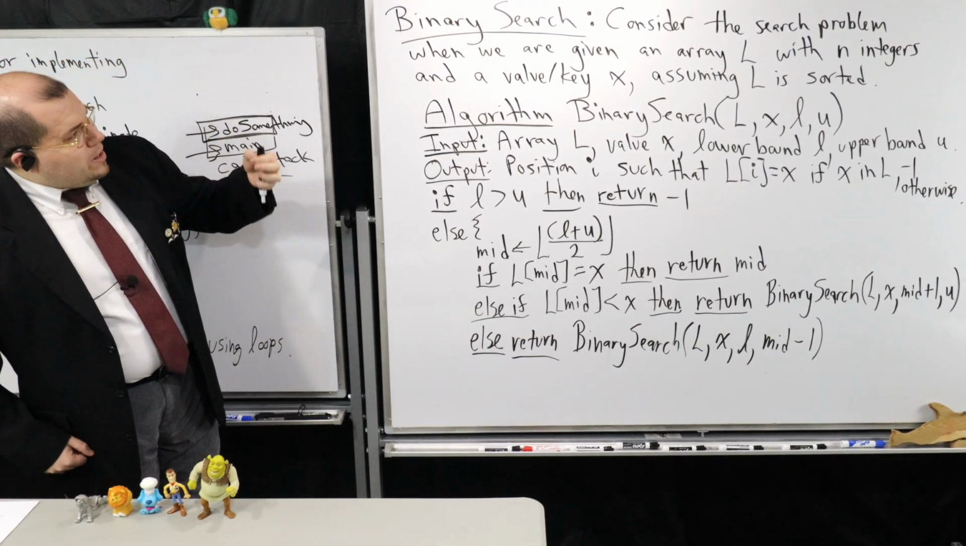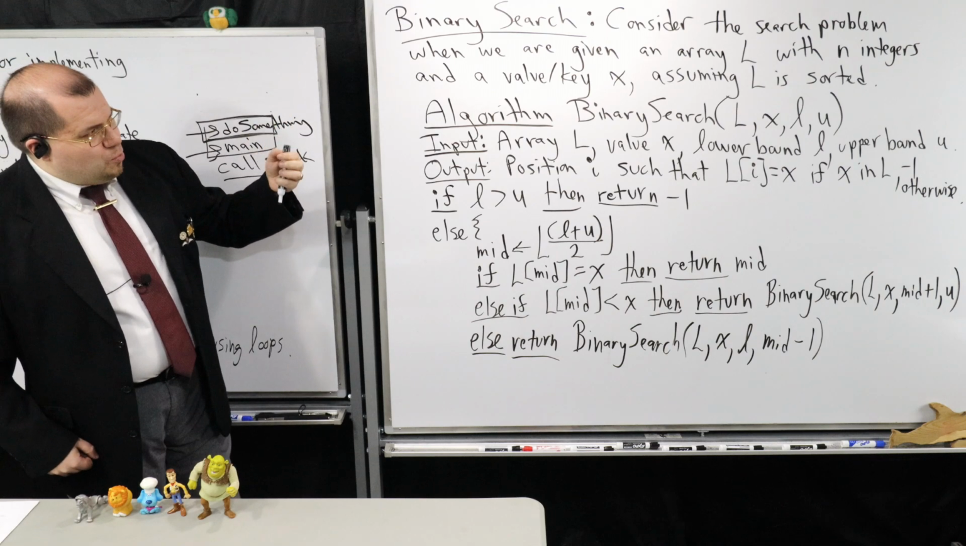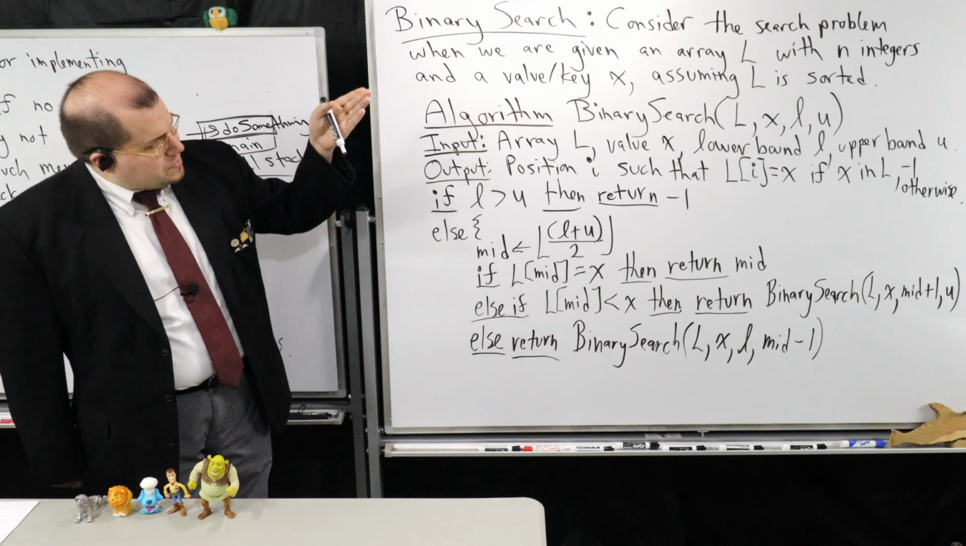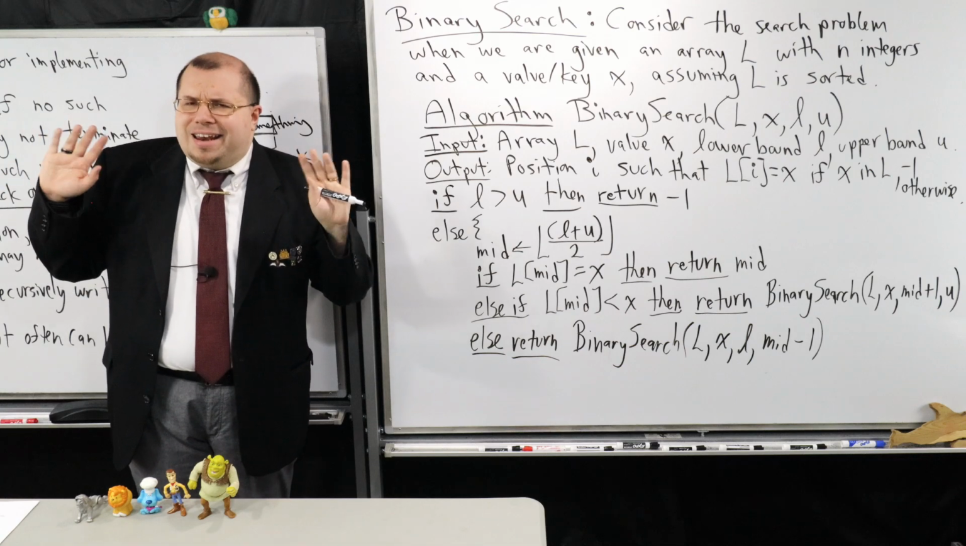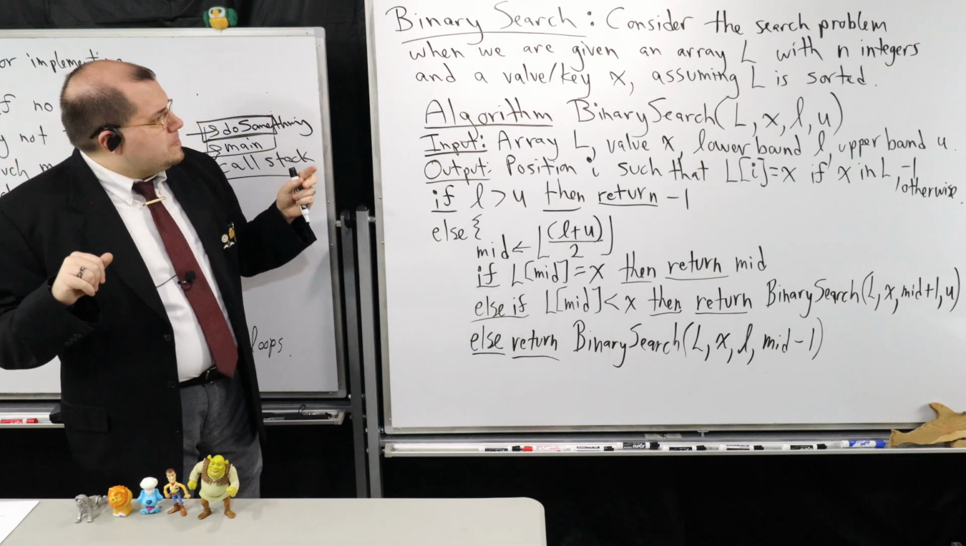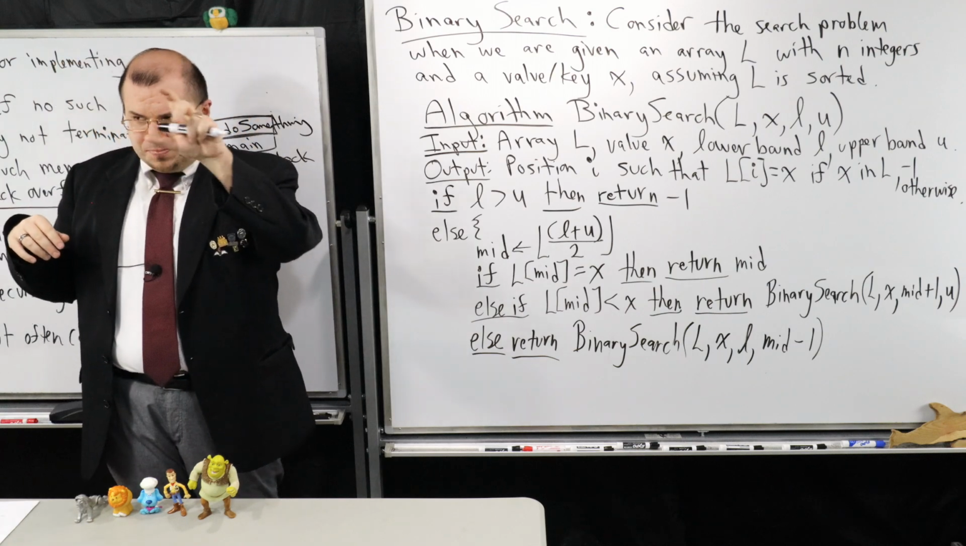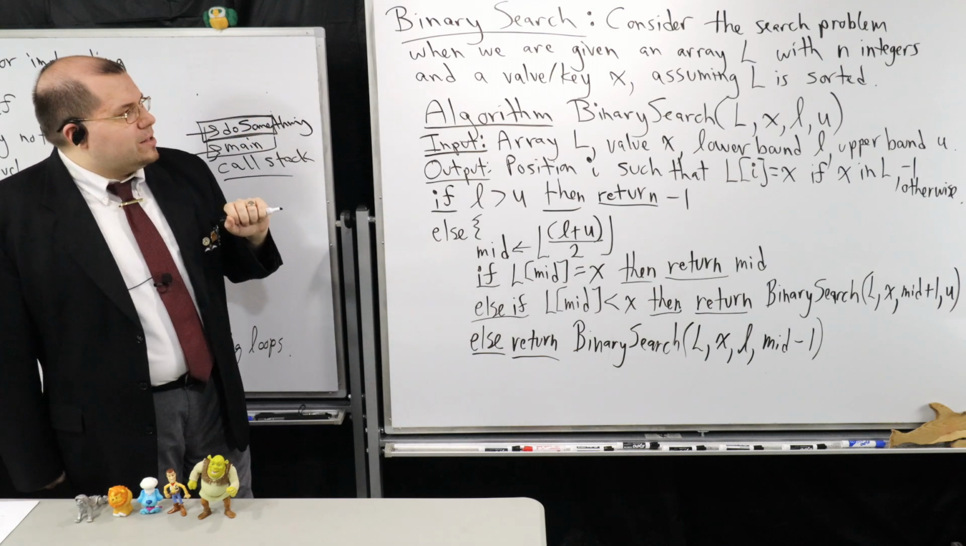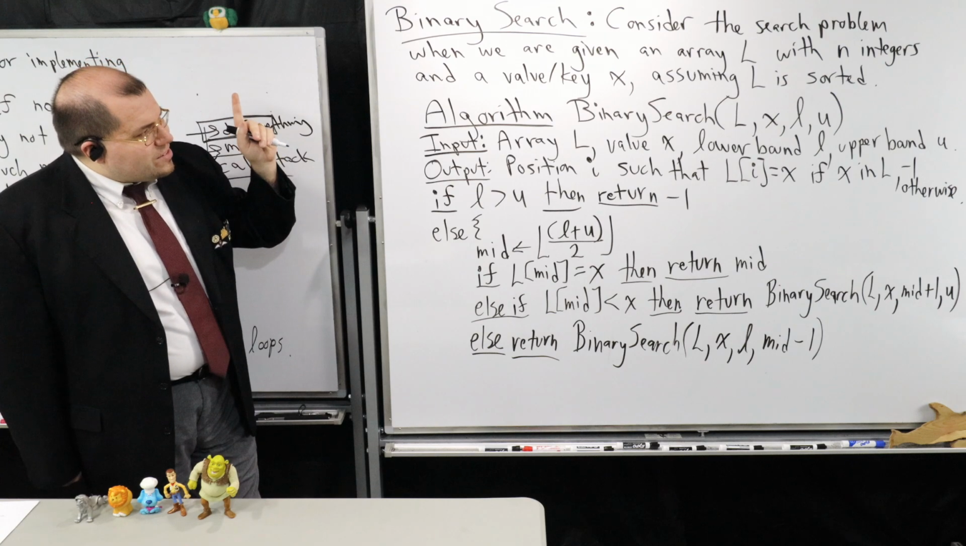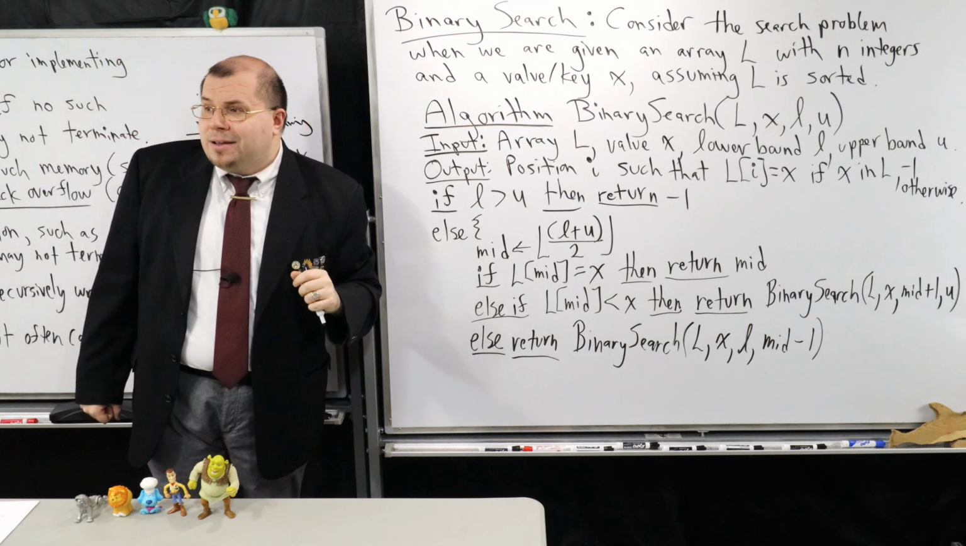So what we're going to do is consider the search problem where I'm given an array L. And I'm going to suppose that it's n integers just to keep it simple. And I'm going to have a key or value x. And I'm going to assume that array L is sorted. So this is a special assumption I'm making.